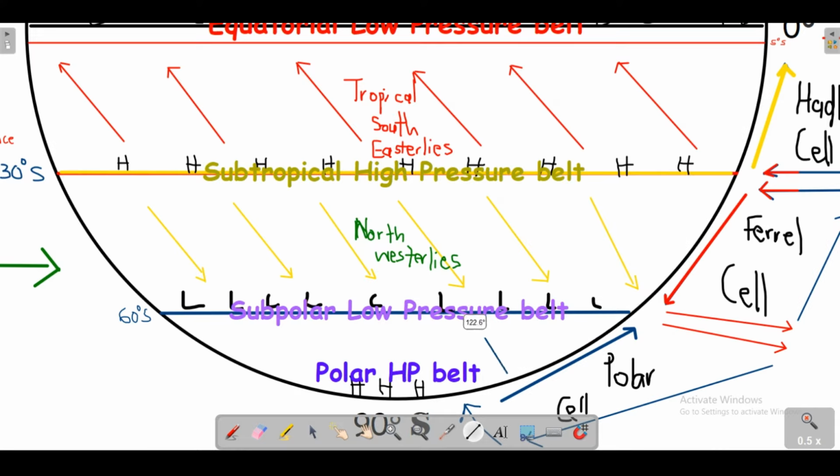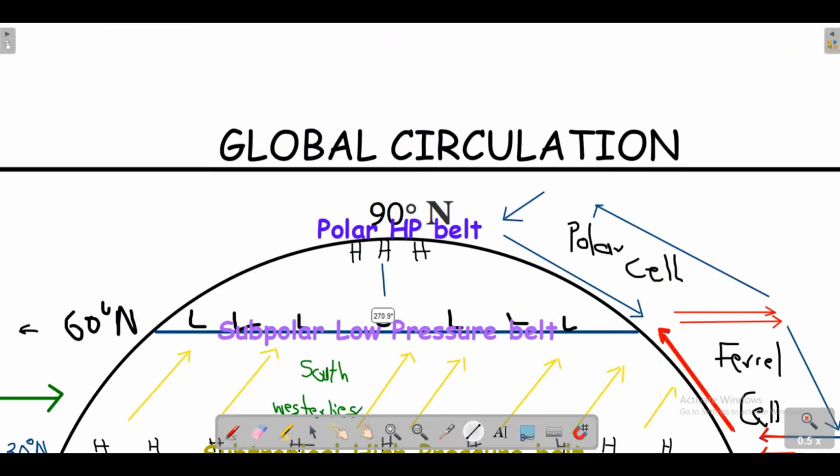So between 60 and 90 degrees, we see this major wind over here blowing from the polar high pressure belt to the subpolar low pressure belt. And then in the northern hemisphere it should be deflected to its right. It could move like this, but due to Coriolis force, it is deflected to its right. So its right is this, right? So that's what we should see there as well. So we should see something like this.